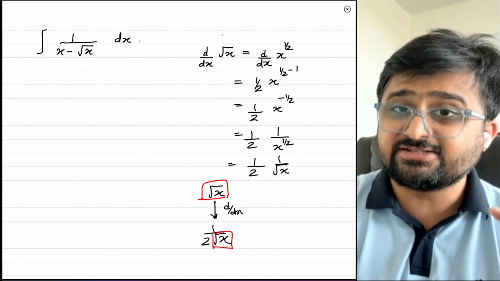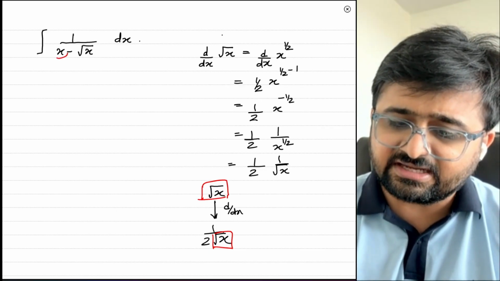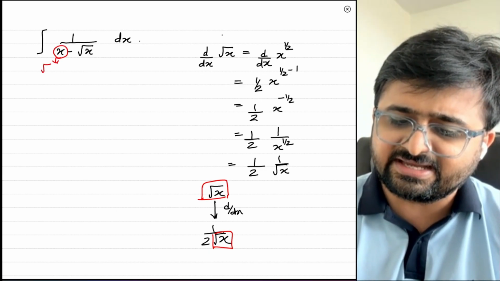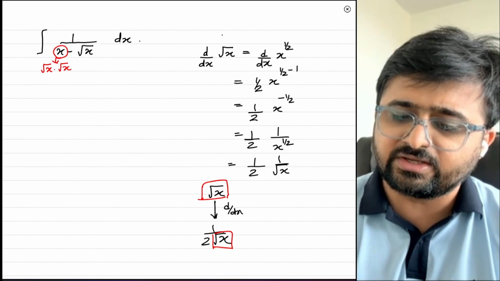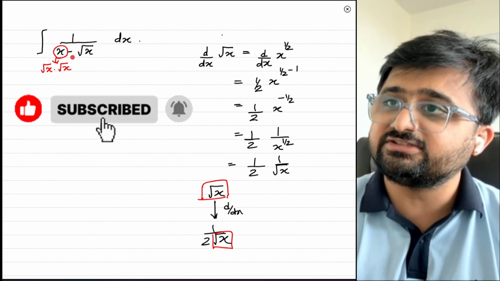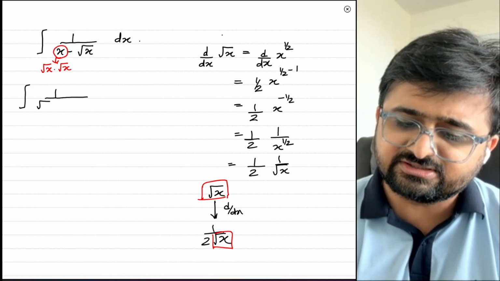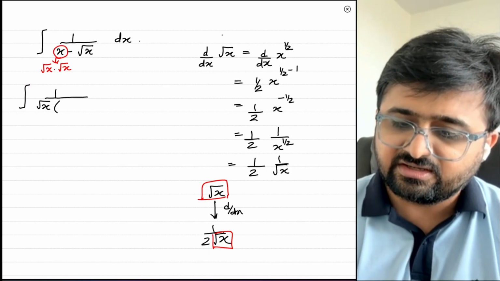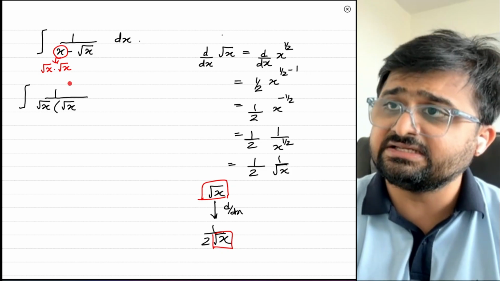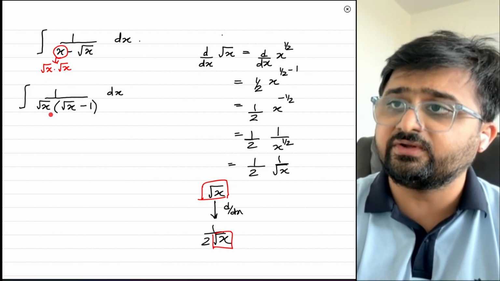Now that's all the fundamentals you need in order to solve this question. What you do is this x, just write this as square root of x times square root of x. After that, what you can do, just factor out one of the square roots from this. So what you get is 1 over square root of x, and you will get square root of x minus 1, with respect to x. Just factor out one of the square roots of x.